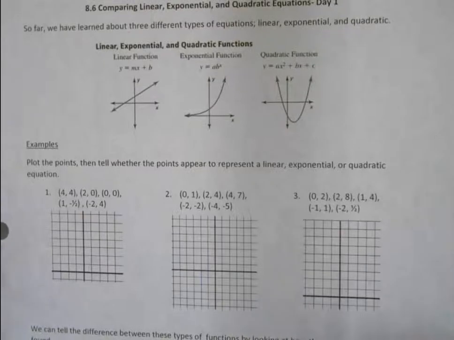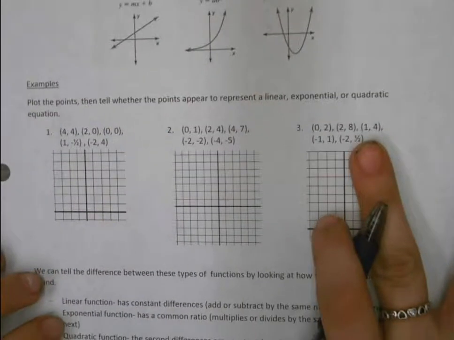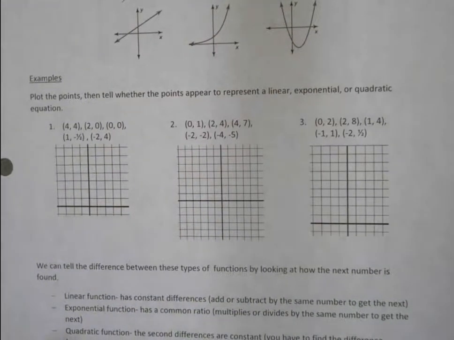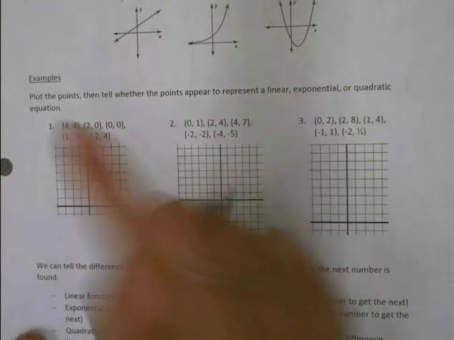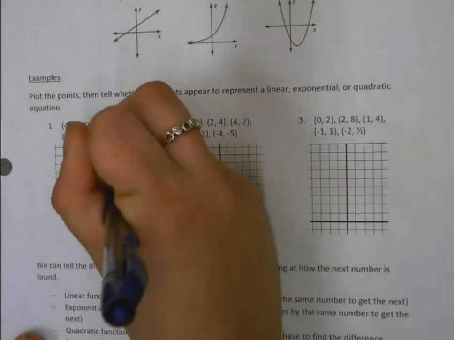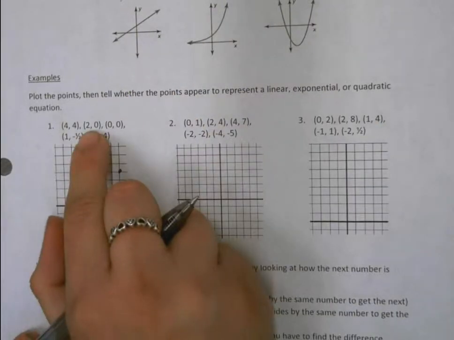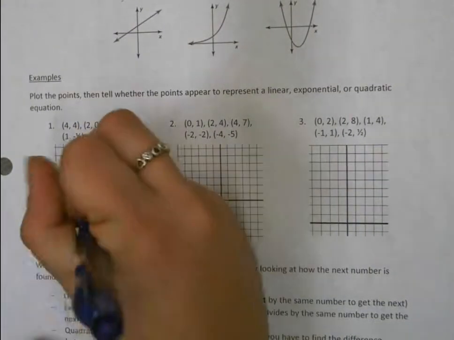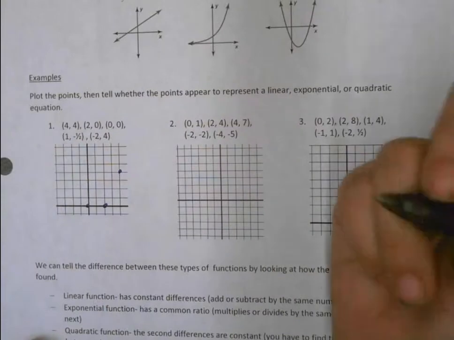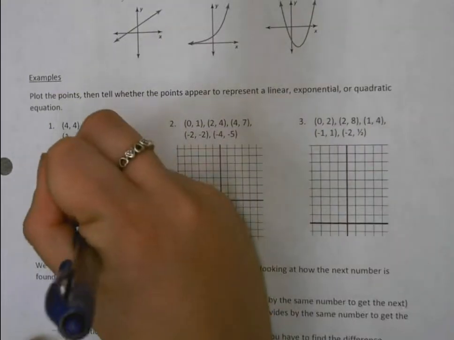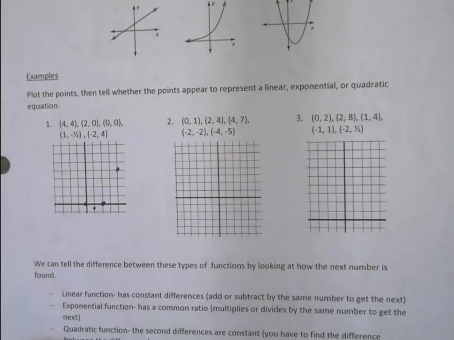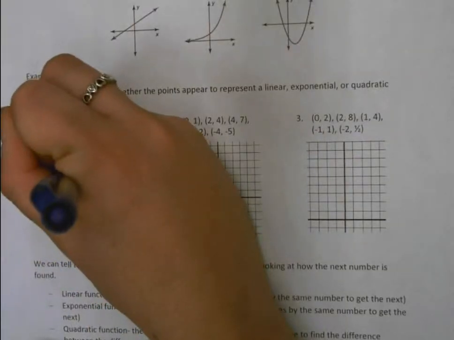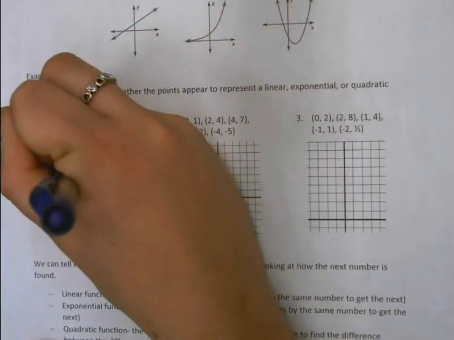So what 1, 2, and 3 want me to do is they want me to plot my points and then say if it's linear, exponential, or quadratic. So I'm going to go through and plot them. I have 4, 4, which means I go 4 to the right and 4 up. I have 2, 0, which is 2 to the right, and then it just stays on the black line. I have 0, 0, 1, negative 1/2, so that's kind of in between 0 and 1. And then negative 2, positive 4.